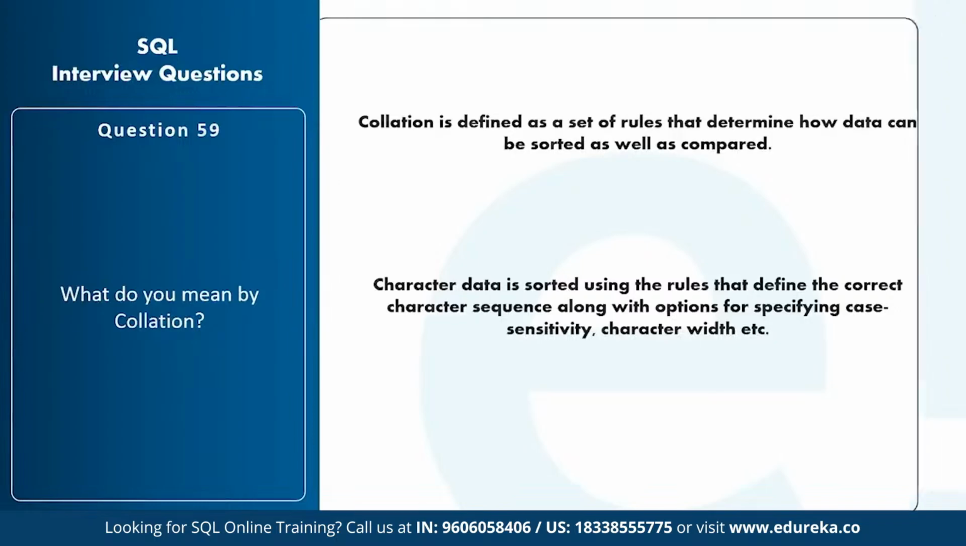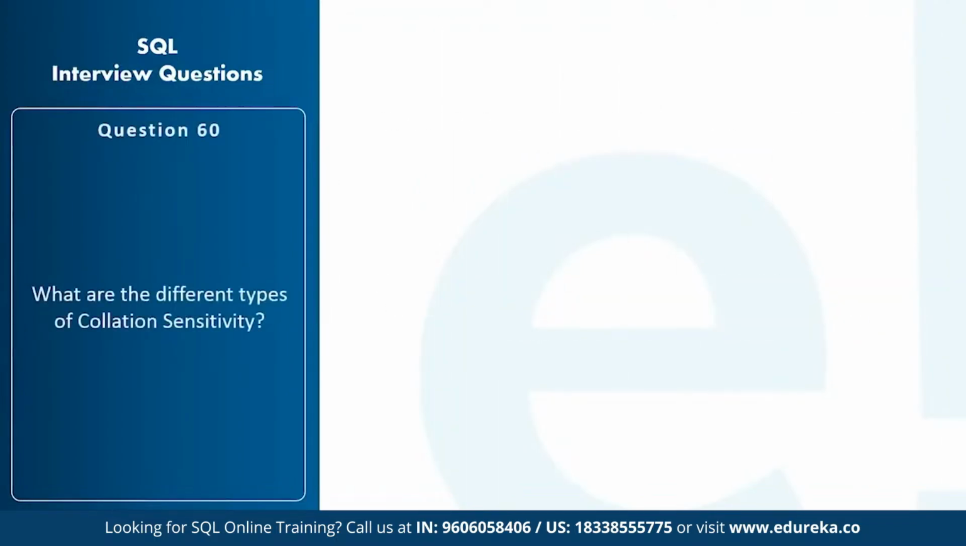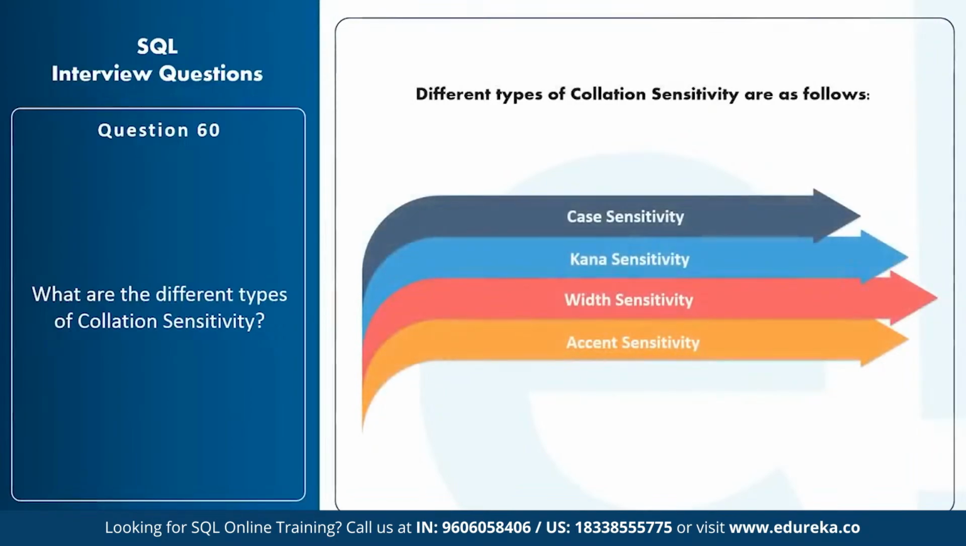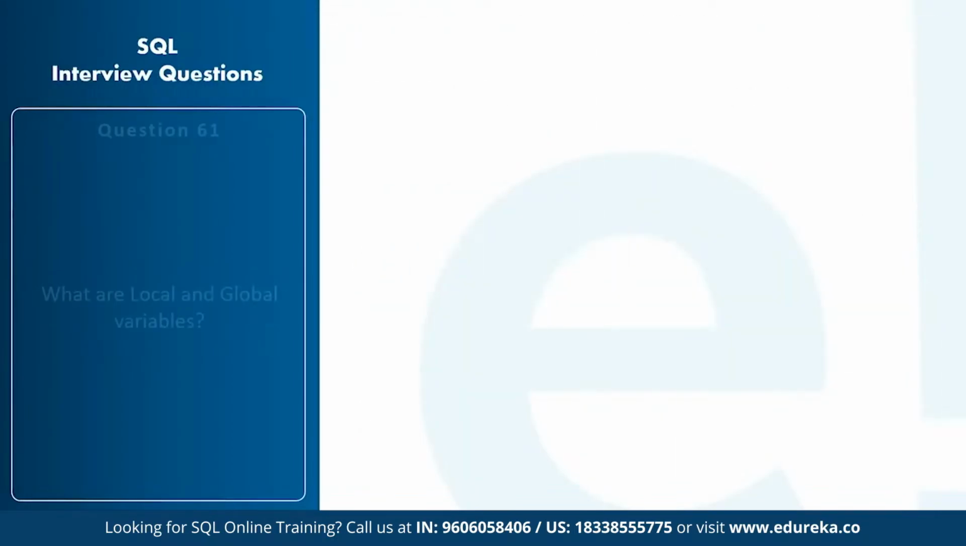Now let's move forward with the next question, that is, what are the different types of collation sensitivity? So the different types of collation sensitivity are the case sensitivity, the kana sensitivity, the width sensitivity, and the accent sensitivity. So guys, these are mainly the 4 types of sensitivities of collation. So I hope that you've understood till now. Next in this session, let's understand what are the local and the global variables.